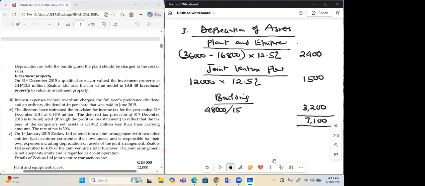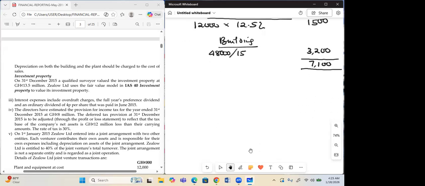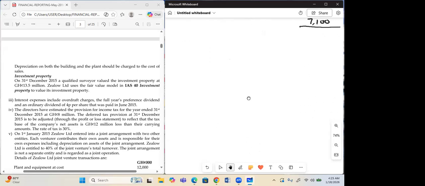Can we move on? Yes, sir. Then the investment property. They said a surveyor measured it at fair value. So we go to working for investment property.